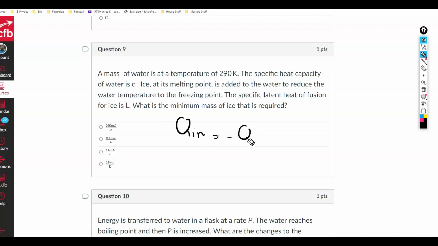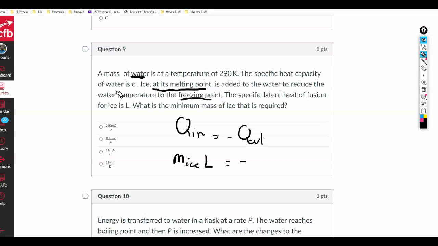Q in equals minus Q out. And we have heat going into the ice. Okay, and the ice is at its melting point, and so the only thing that would ever happen to the ice would be a phase change. And so on the Q in side, we would just have the mass of the ice times L, the latent heat of fusion. On the right side, we have minus Q out, and what's going to happen is the other object is the water, and the water is going to cool down. Okay, it's currently at 290 Kelvin. We want to get it down to its freezing point.